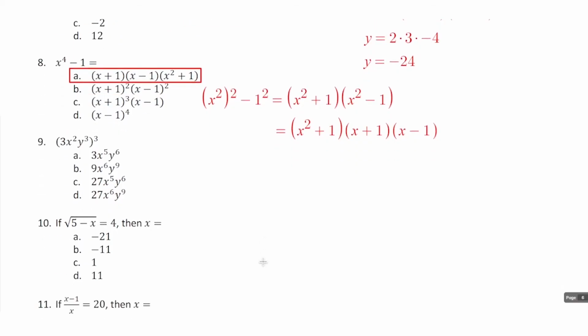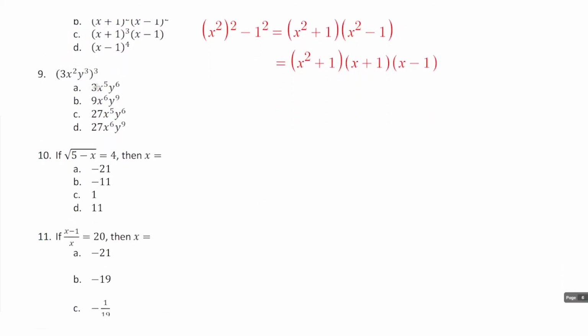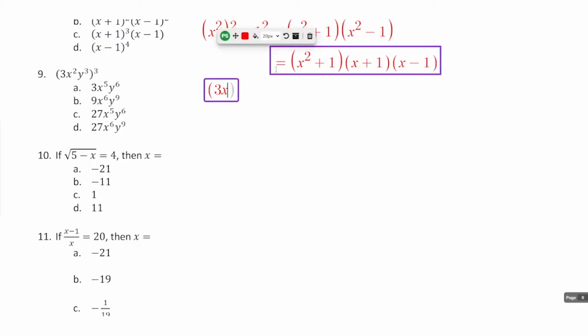You can use a similar strategy for number 9. Just pick different values for x and y, plug them in, and see what the expression equals. And then you can plug those same numbers in for x and y for the answer choices and see which one is the same thing. And you can get the right answer that way. But I'll show you how to work this one out using our properties of exponents.